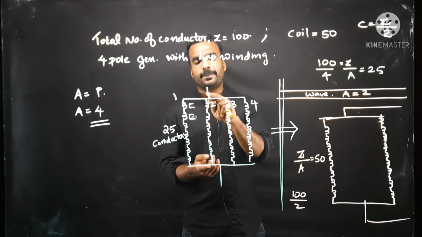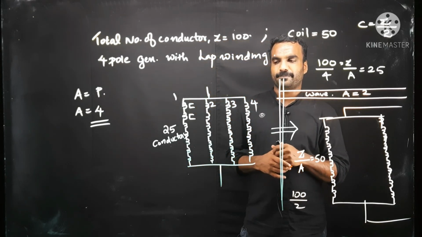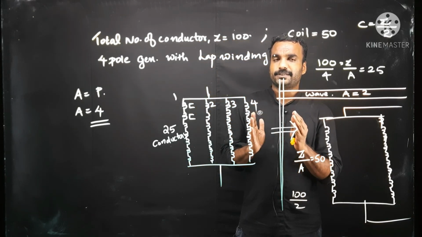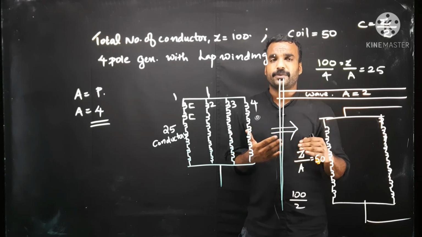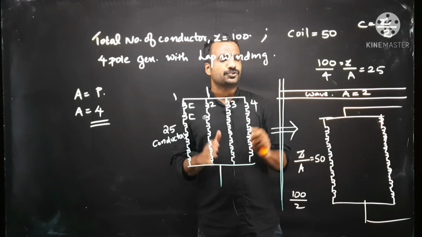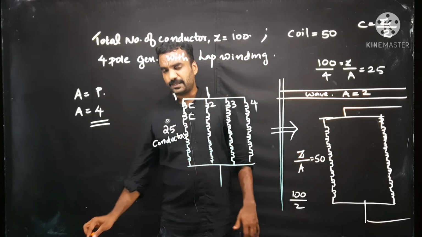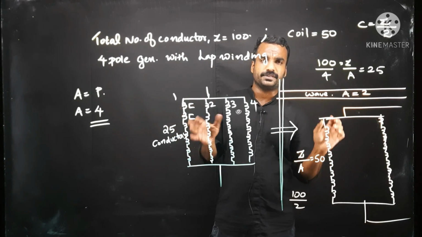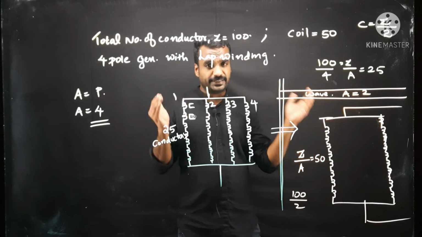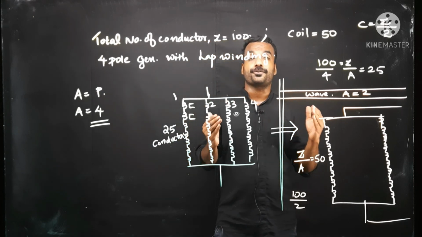But for all the parallel paths, voltage will be the same. In parallel, voltage will be the same, current will add up. In series, current will be the same, voltage will add up. So this is the concept of parallel paths. This is very important. Please write down these examples in your notebook. We have to use this in the EMF equation derivation.